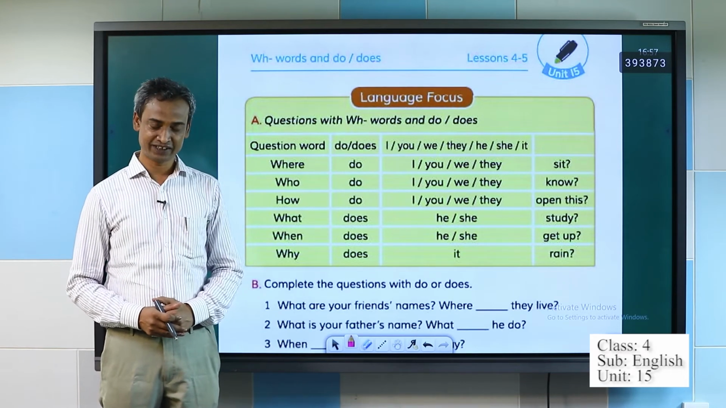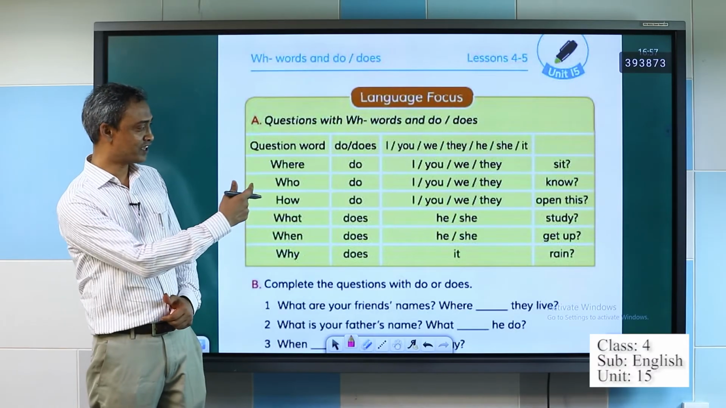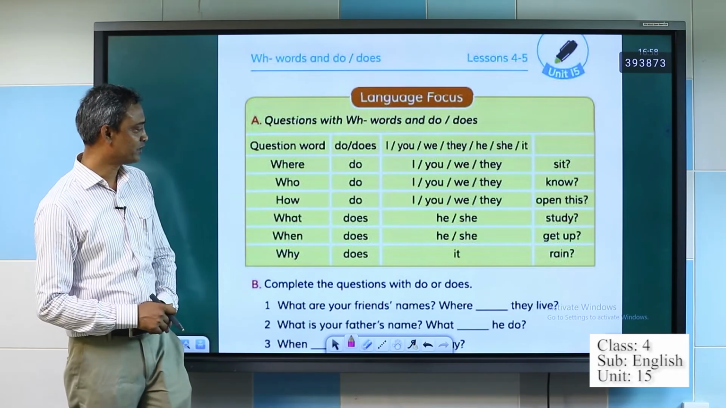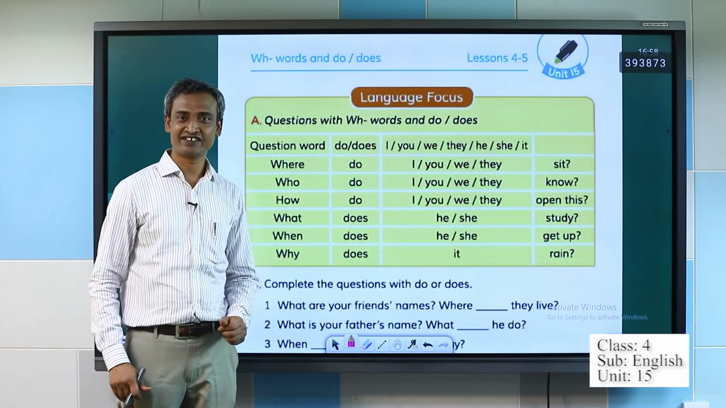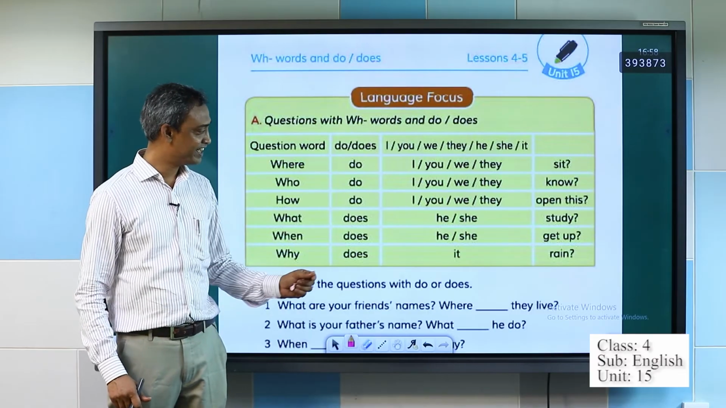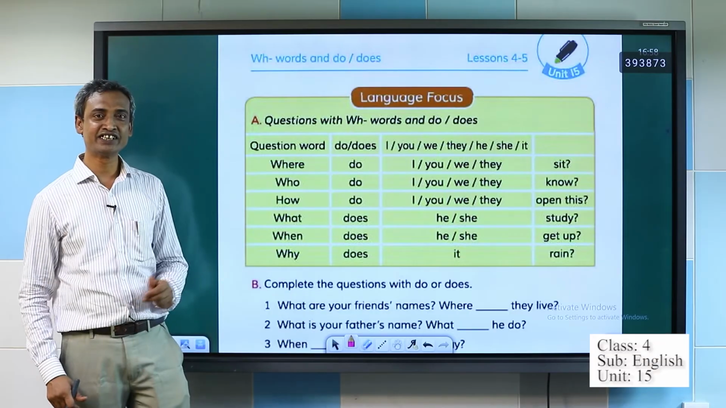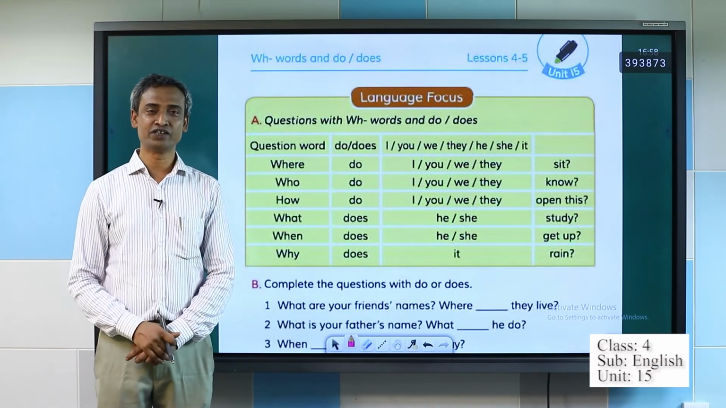Understand? Thank you. And when we use does, just look at the picture. Yes, you have got it fantastically. We use does for he, she, it. It means he, she এবং it এর যদি থাকে তাহলে আমরা WH ওয়ার্ডের পরে does ব্যবহার করি। Got it? Okay, I hope you have got it.